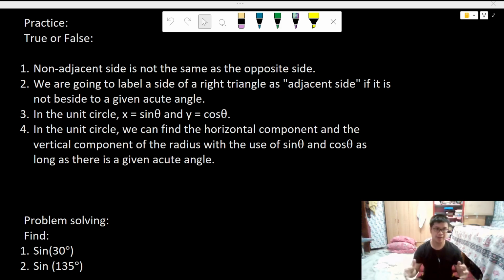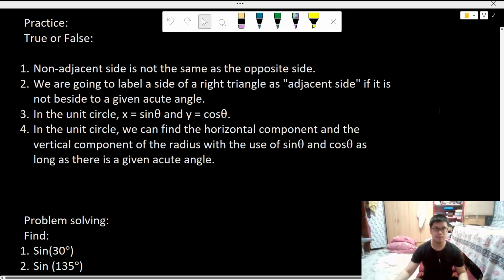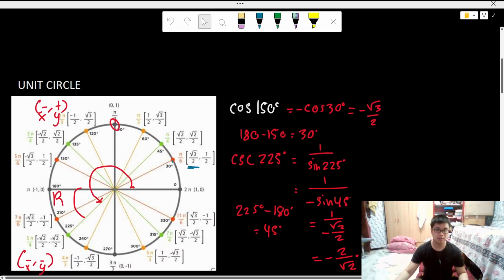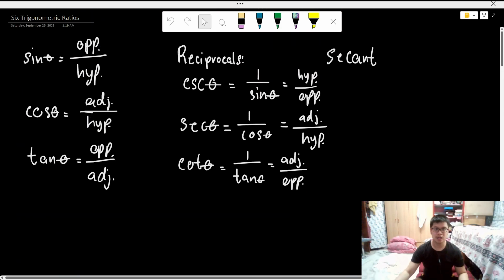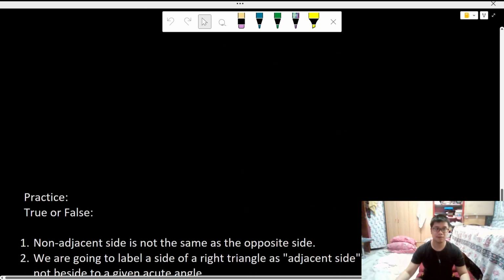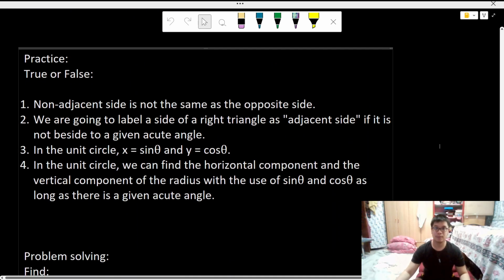In here, we're just going to have a practice video about what we have discussed previously, which is the relation of the unit circle, which is this one, if you remember, to its trigonometric ratios, which is sine, cosine, tangent, and its reciprocals such as cosecant, secant, and so on and so forth. Now, let's have some practice problems here.